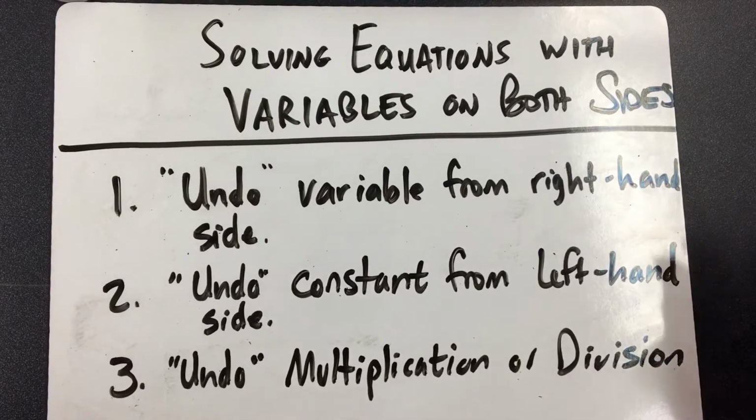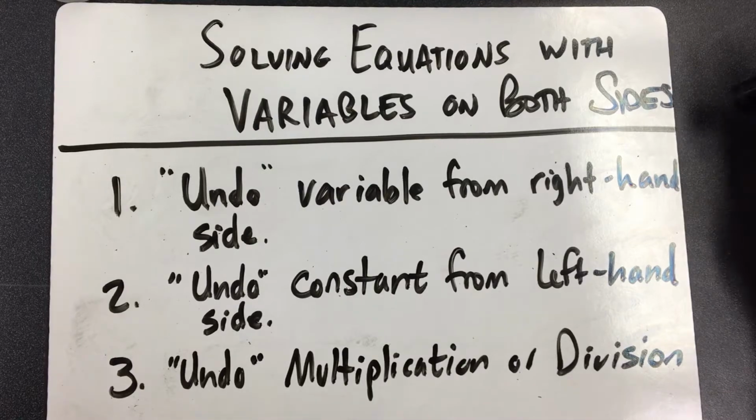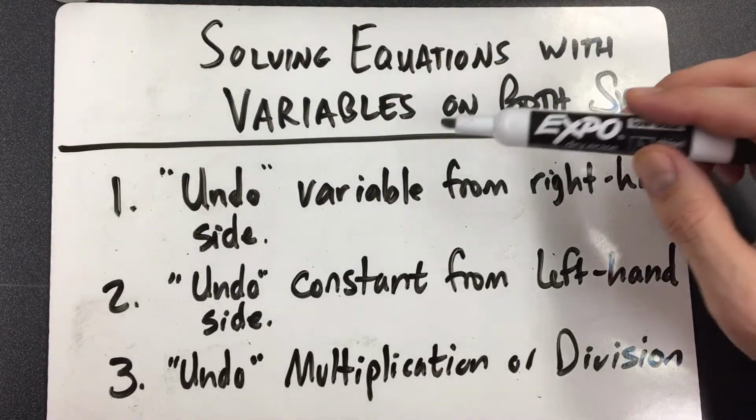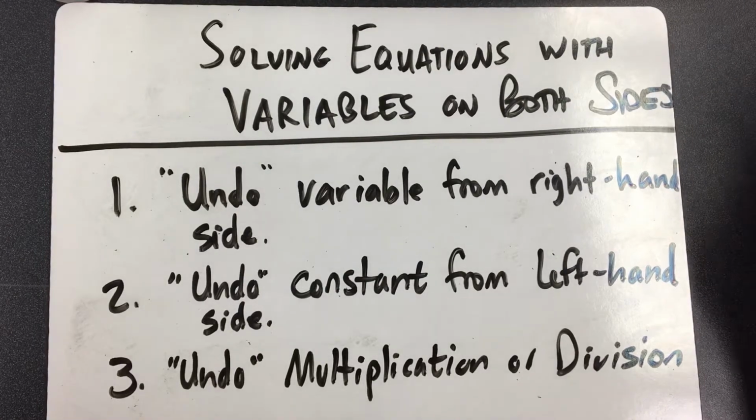Hey guys, welcome back. Today's topic is going to be a pretty tough one. It's very similar to what we have been doing with the two-step equations, but now we're going to see equations that have variables on both sides, and that means both sides of the equal sign. You're not really used to seeing questions like this up until this point.